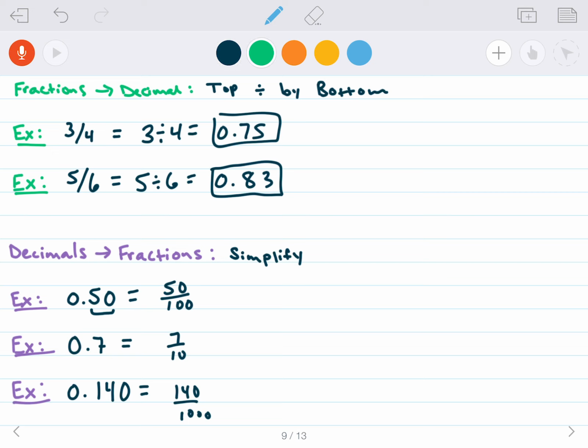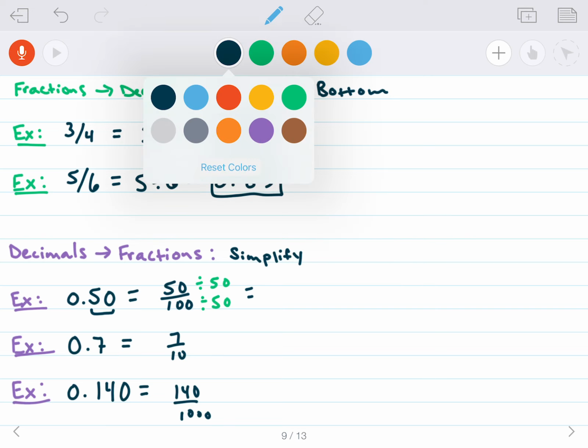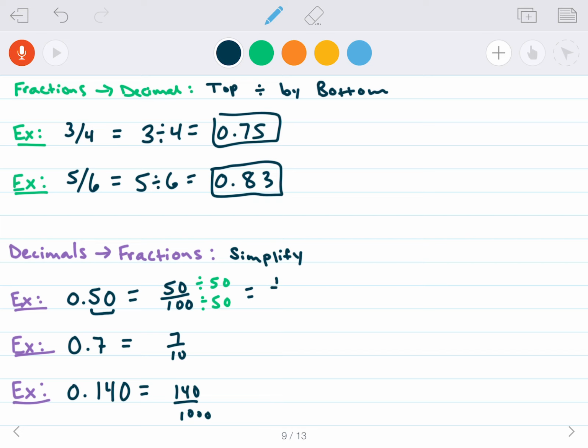So remember, when we simplify, we can either multiply by a number over itself, or we can divide by a number over itself to get equivalent fractions. So here I can divide top and bottom by 50. That's equivalent. And that's going to give me 1 over 2. And then you just want to keep dividing until you can't anymore. 1 over 2 you can't divide anymore. 7 over 10 we can't divide by anything to make it simpler.